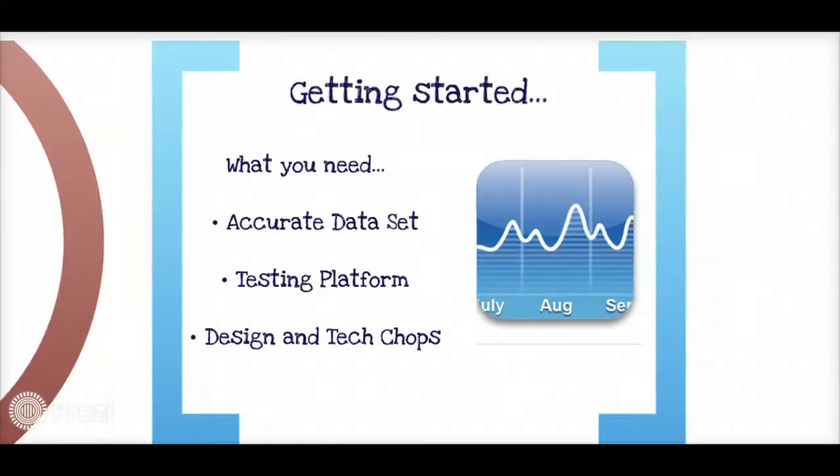Getting started in your conversion optimization program, there's really three things you need. The first is an accurate data set. Using a system like Google Analytics or similar, you need to make sure you have accurate data, because without that data integrity, we really can't do anything. You can't really make inferences and get intelligence into your site performance until your analytics are accurate.